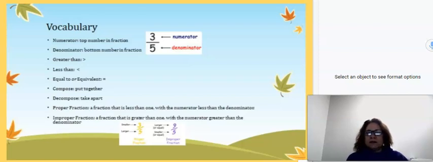All right, a proper fraction is a fraction that is less than 1 and the numerator is less than the denominator. So for example, 3/5. That is a proper fraction. An improper fraction is a fraction that's greater than 1 with the numerator greater than the denominator. So for instance, if I had 9/5, that would be improper. 9/5 is equivalent to what mixed fraction?